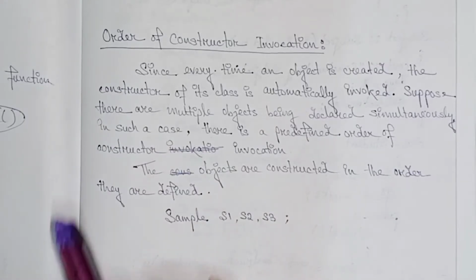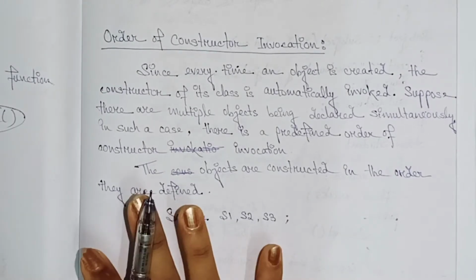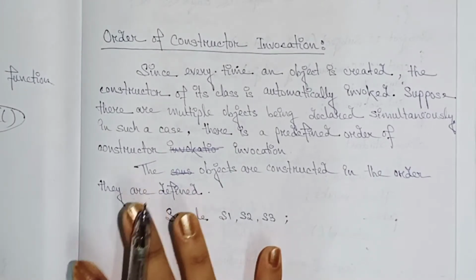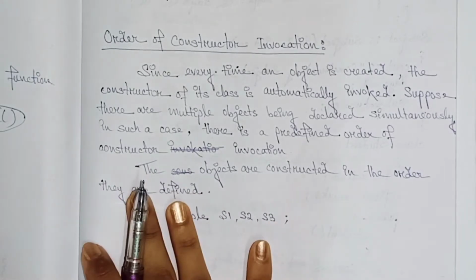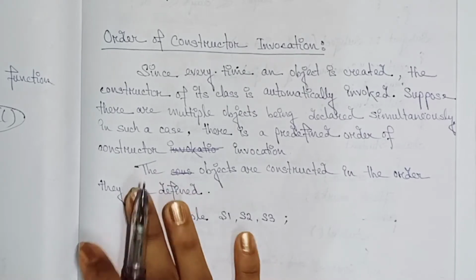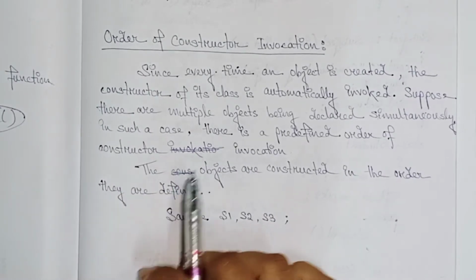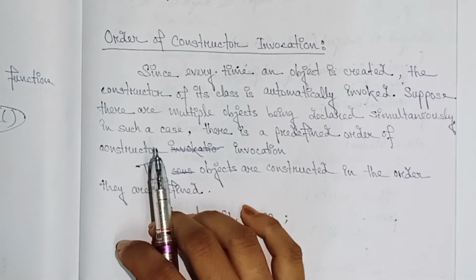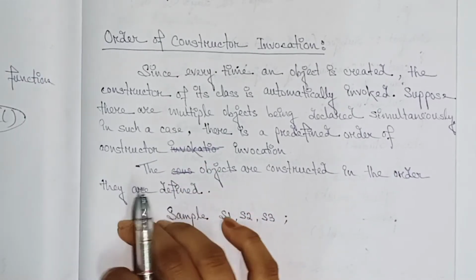Now our next topic is order of constructor invocation. It means whenever a constructor is invoked, what must be the order? If one constructor is there in our code, then there is not any problem. But suppose we are using one object, so for one object there will be no problem. But if multiple objects are declared simultaneously, then whenever we create an object, we are invoking a constructor. So what must be the constructor invocation order?